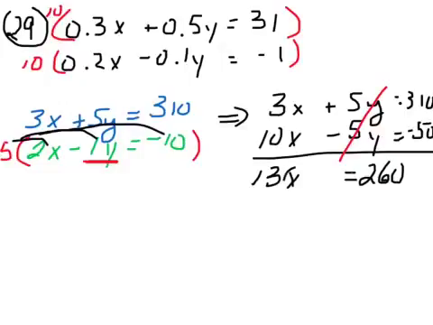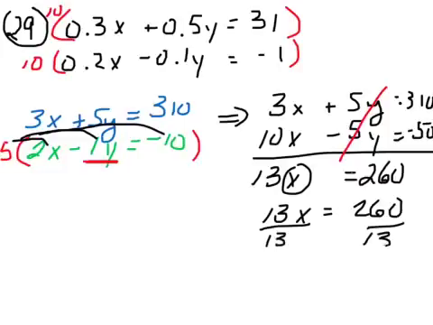And I want to get x by itself, but it is multiplied by 13. So to get rid of the 13, I will do what to it? Am I going to subtract it? No, divide it, because it's glued with multiplication. The opposite of multiplying is dividing. So those cancel out, and oh, look at that, it goes in nice and evenly. X is 20.